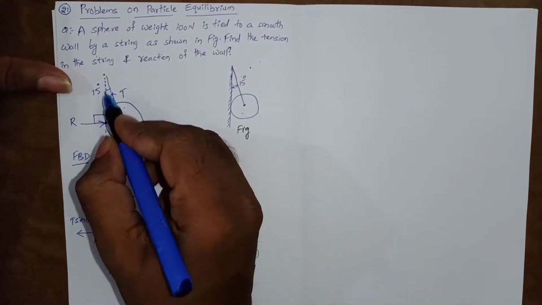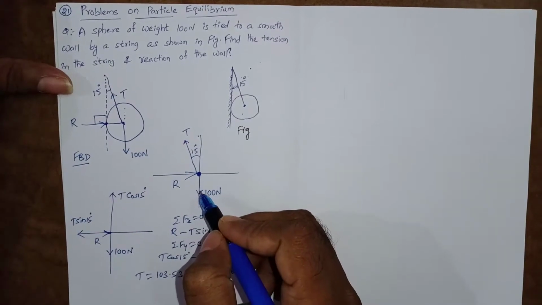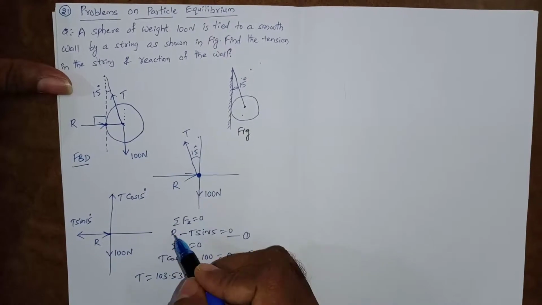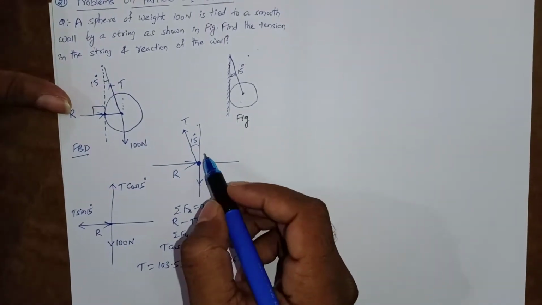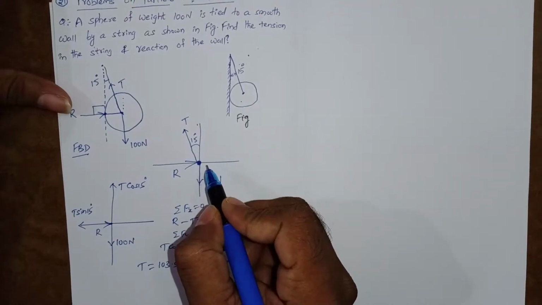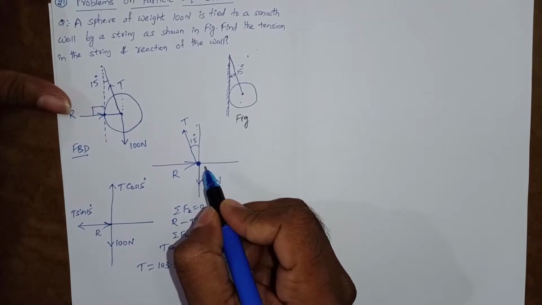normal to this tangent here, and the tension is acting in this direction, making an angle 15 degree with this one. Now since this sphere is at rest, we can write equations of equilibrium. For that, we need to resolve all the forces along x and y axis.